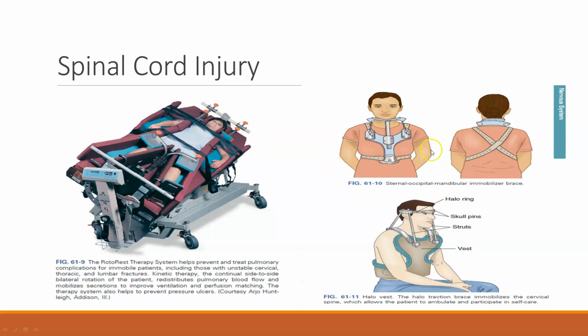On the right hand side you see the use of a sternal occipital mandibular immobilizer brace. It's another one that's tricky to say 3 times fast. Or the most common one, and by common you should know that that means basic nursing, is this halo vest. And that is really it for spinal cord injury.